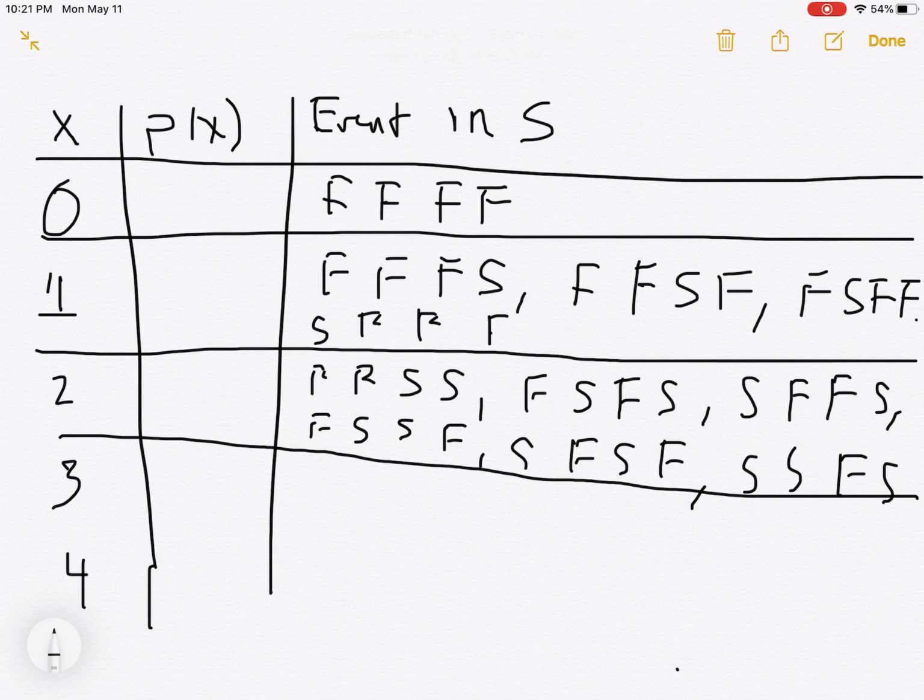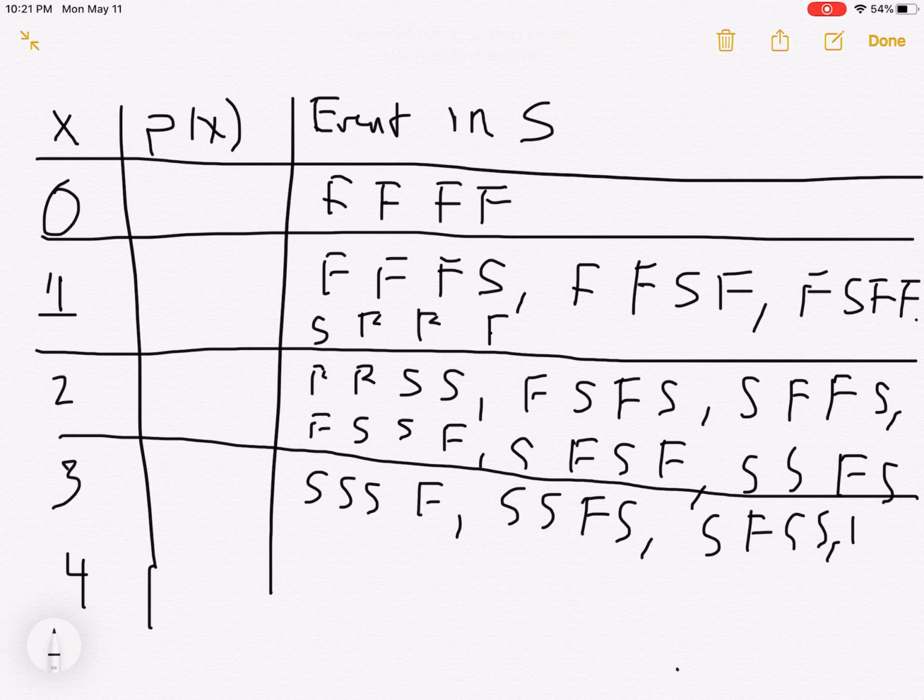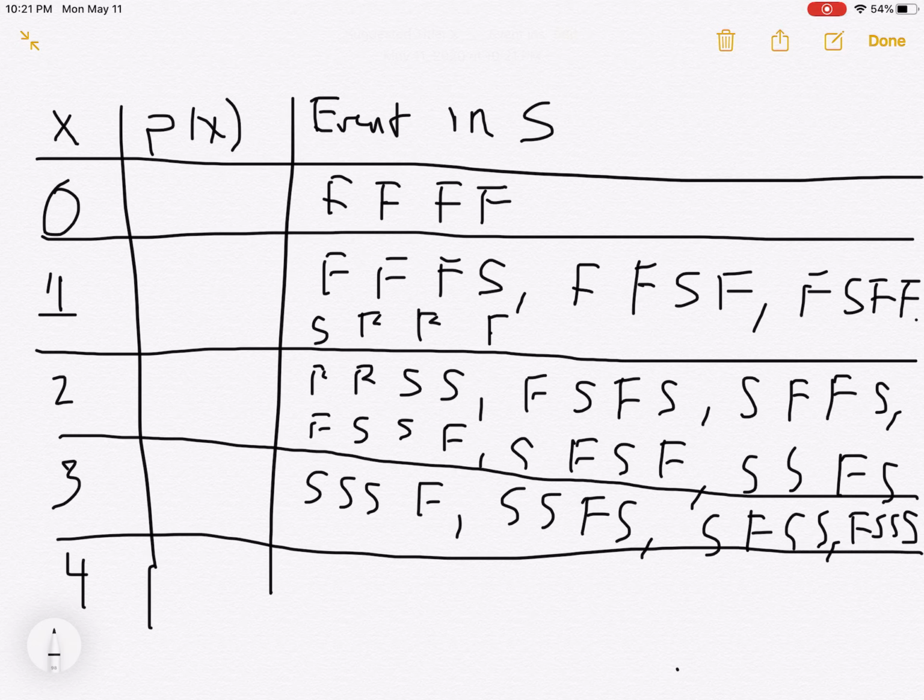Now, if I was to do x equals 3, I would just work it out similarly, and I'd get success, success, success, failure, success, success, failure, success, success, failure, success, success, or failure, success, success, and success. Okay. And for 4, that would be the most desirable outcome. Every single satellite detects it.